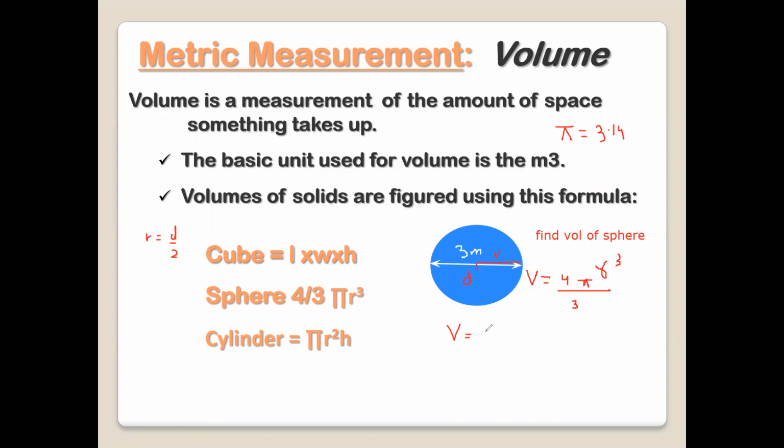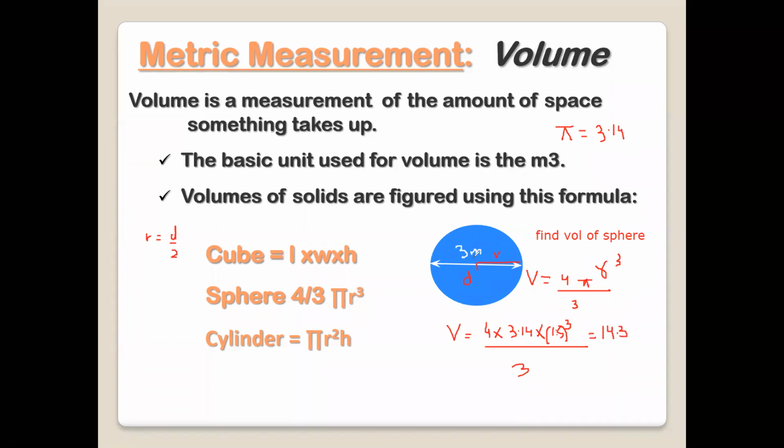So volume is equal to 4 multiplied by pi. Pi is 3.14, multiplied by the radius, which is given in the question as 1.5, cubed, divided by 3. What is the answer? 4 multiplied by 3.14 multiplied by 1.5 cubed, where the radius is 1.5, divided by 3. What is the answer? It is 14.13. And what will be the unit?